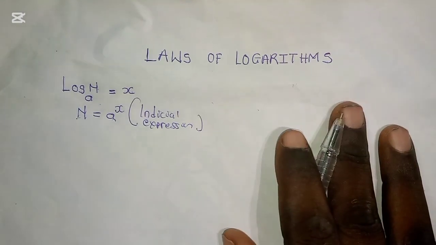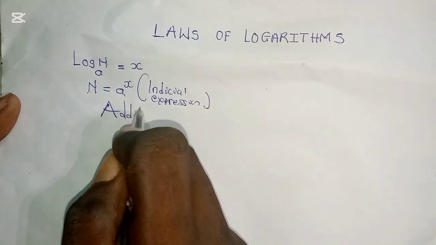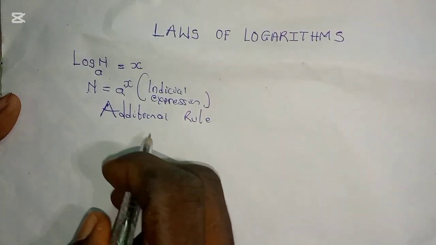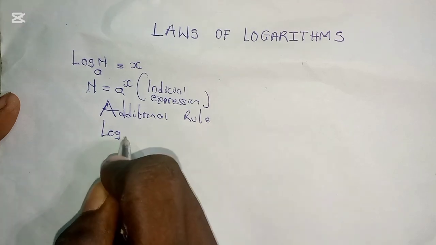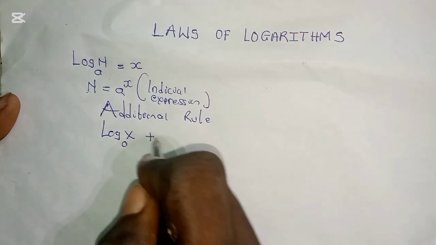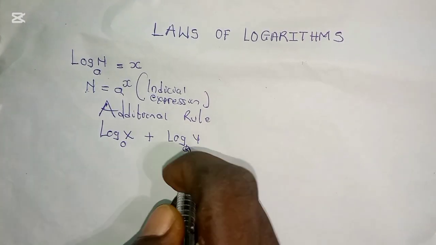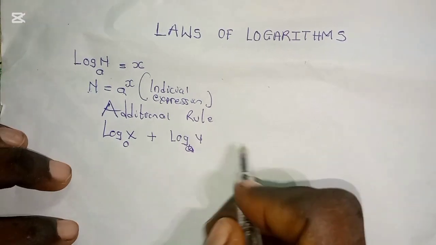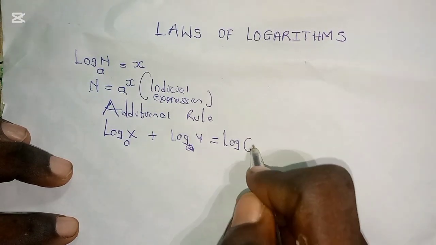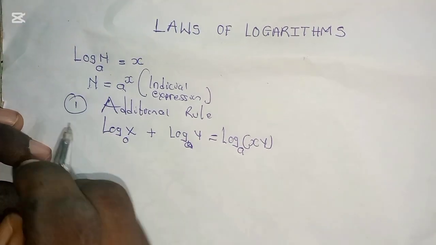Now looking at the laws of logarithm, starting with the addition rule. The addition rule states that when you have log x base a plus log y base a, this is equal to log of x multiplied by y with the base a. So this is the first property we are looking at.